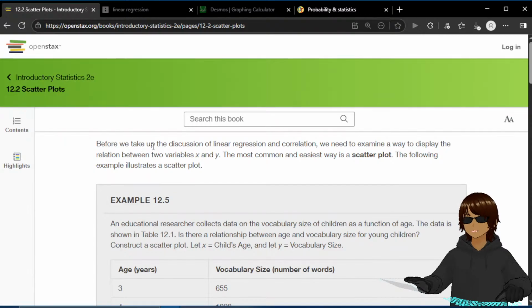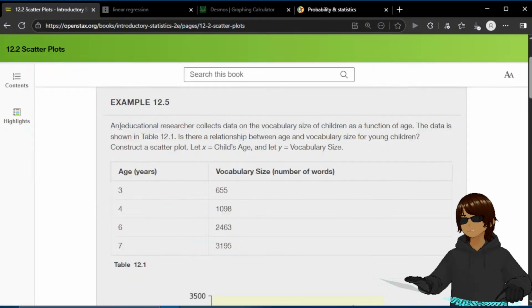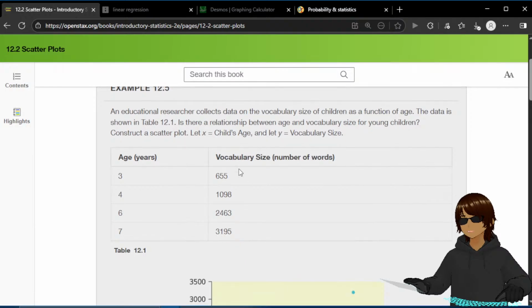Before we take up the discussion of linear regression and correlation, we need to examine a way to display the relation between two variables x and y. The most common and easiest way is a scatter plot. The following example illustrates a scatter plot. Educational researchers looked at vocabulary size of children as a function of age. Okay, so age, vocabulary size. How would you even count this?